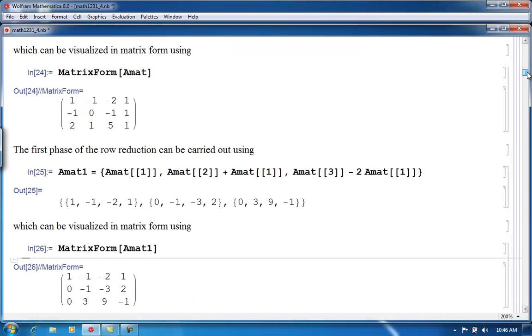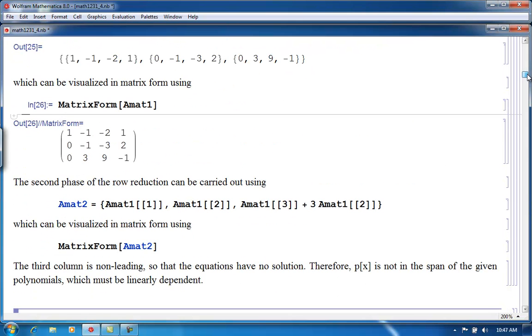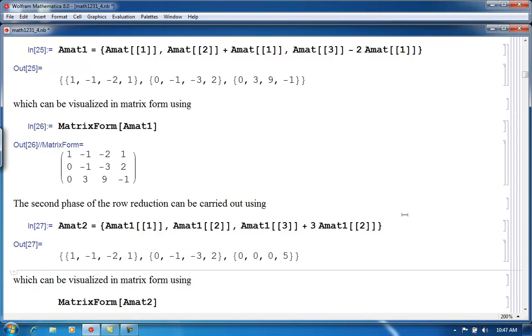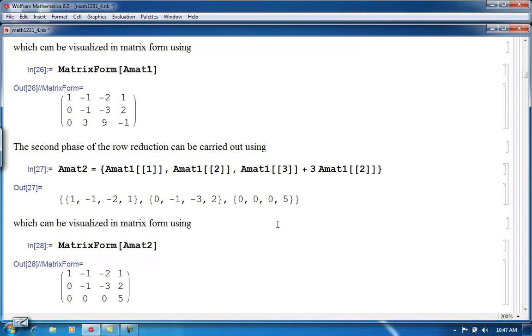Well, we now carry out the second phase of the row reduction by adding 3 times the second row to the third row, keeping the first 2 rows the same, and we get that. And we can visualize it as a matrix using that. Now, what can we see?